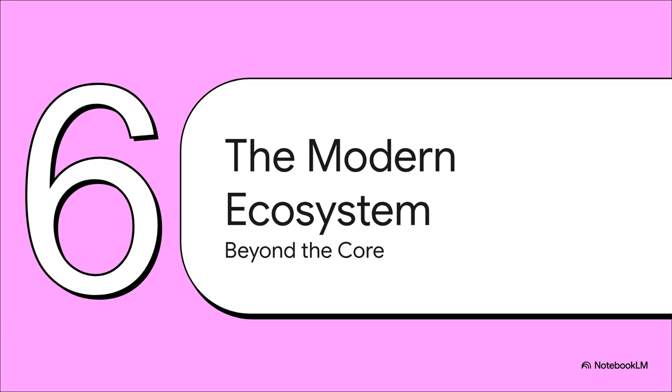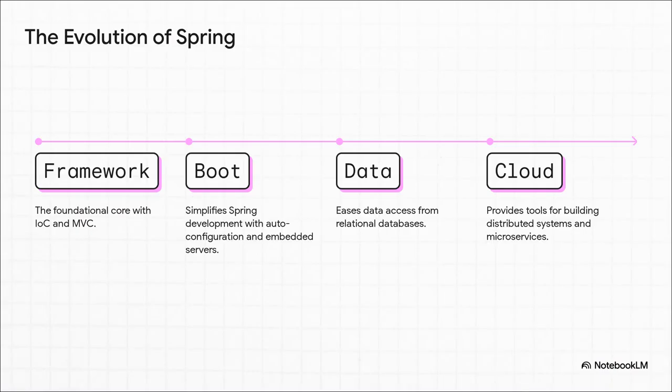Of course, software development never stands still. And you know what? Neither does Spring. That original framework has grown into the foundation for a whole ecosystem of modern, powerful tools. And this timeline just shows that evolution perfectly. It all started with the core framework. Then came Spring Boot, which totally changed how fast you could get a project up and running. Spring Data made working with databases a breeze, and Spring Cloud gave us the tools for this new world of microservices.